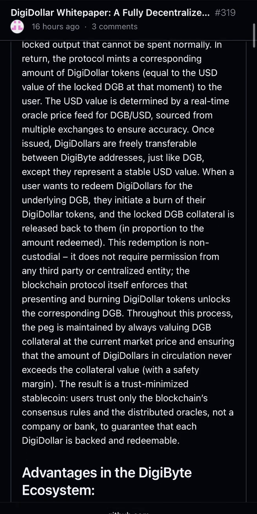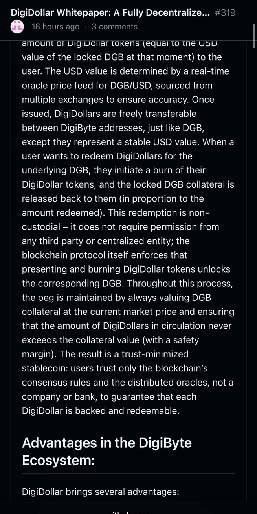The USD value is determined by a real-time oracle price feed for DGB/USD, sourced from multiple exchanges to ensure accuracy. Once issued, DigiDollars are freely transferable between DigiByte addresses, just like DGB, except they represent a stable USD value. When a user wants to redeem DigiDollars for the underlying DGB, they initiate a burn of their DigiDollar tokens, and the locked DGB collateral is released back to them in proportion to the amount redeemed.